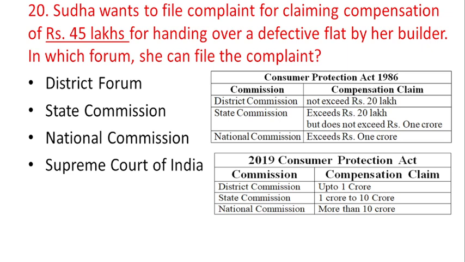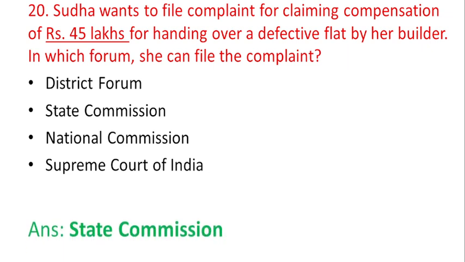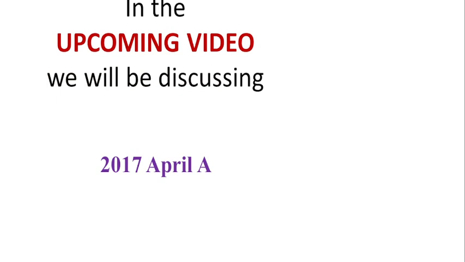and the commission in which we can file the complaint is different. We can claim in the district commission up to 1 crore rupees, in the state commission from 1 crore to 10 crore rupees, and in the national commission, claims of more than 10 crore rupees can be filed. So the right answer for this question is state commission. It is according to the NIOS book only.